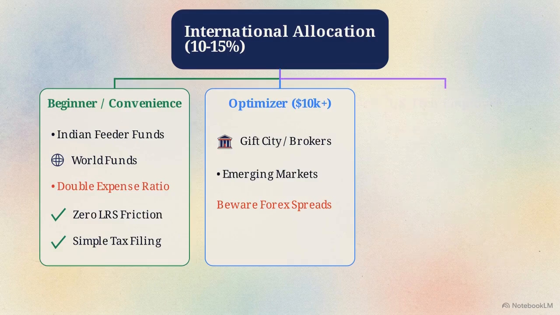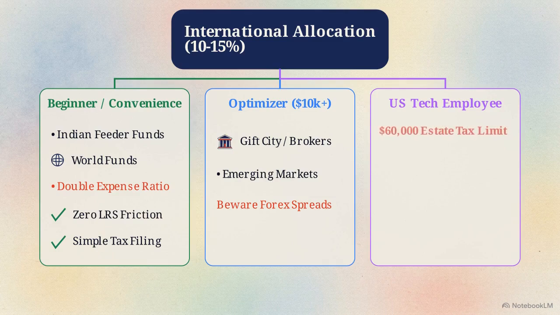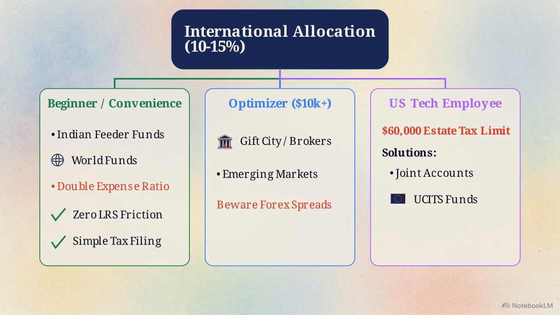If you hold company RSUs or ESOPs, follow the third path. Audit your U.S. holdings against the $60,000 limit immediately. Migrate future capital into UCITS funds or secure the proper estate insurance to protect your dependents.